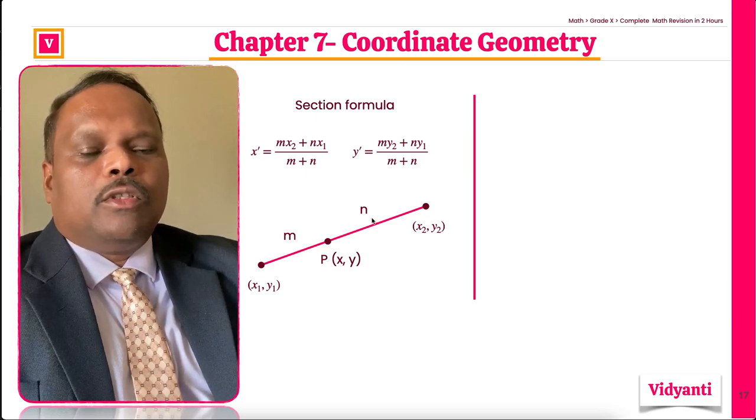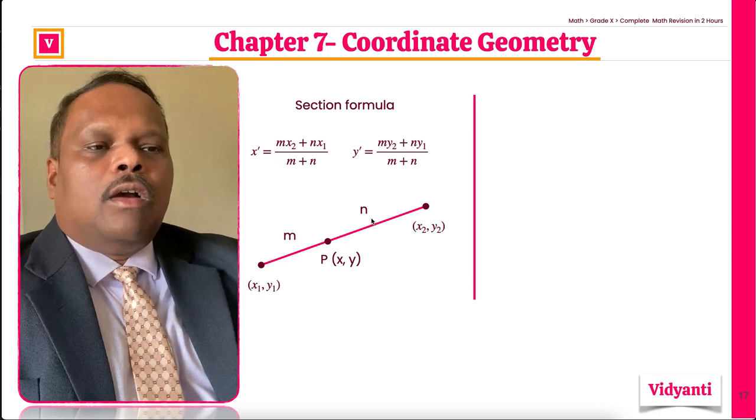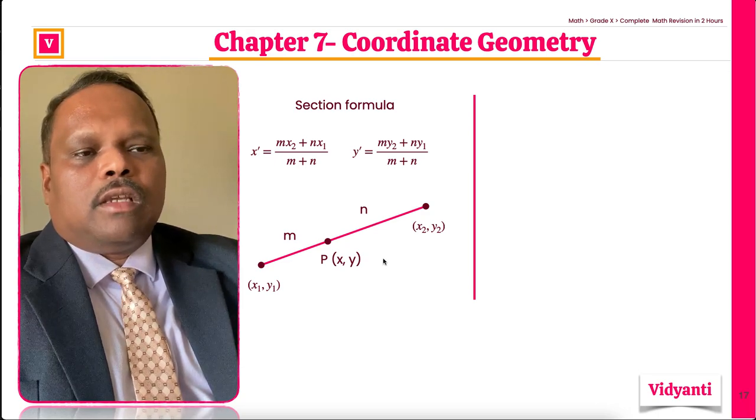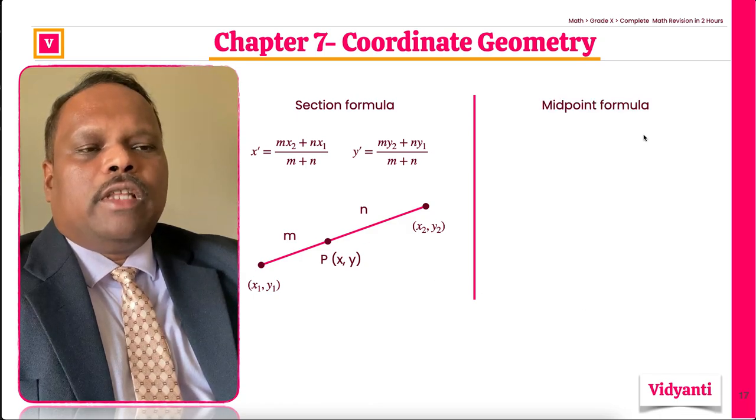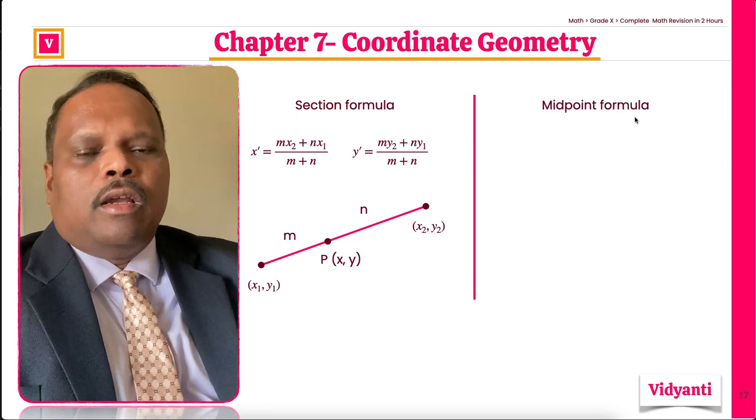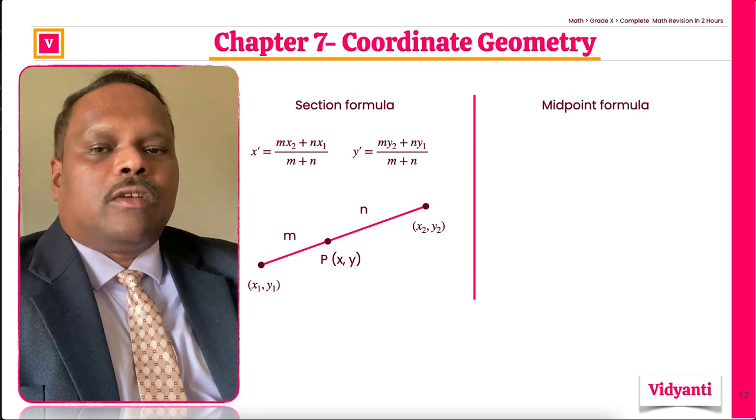So it depends upon the relative strength of m and n. What if they are equal? M and n are identical. Well, in that case, it is like 1:1. So in that case, we will get the midpoint formula. The midpoint formula is a special case of the section formula.